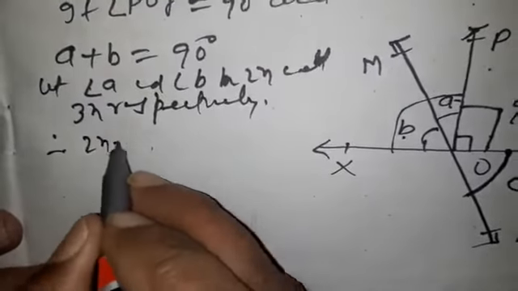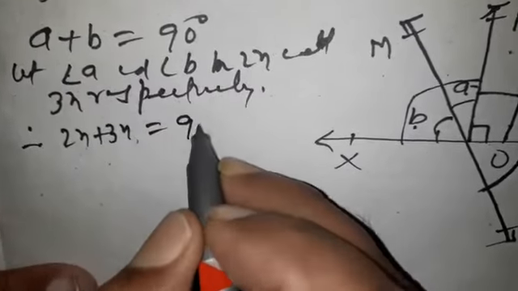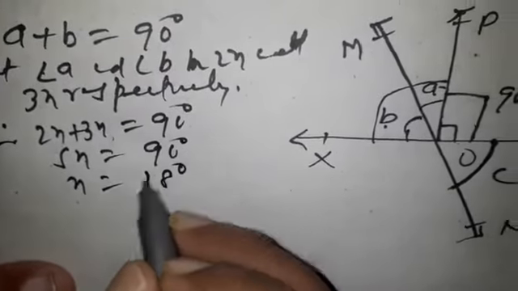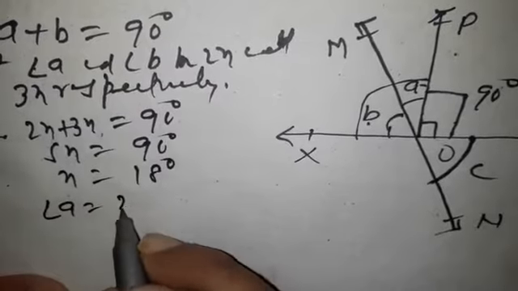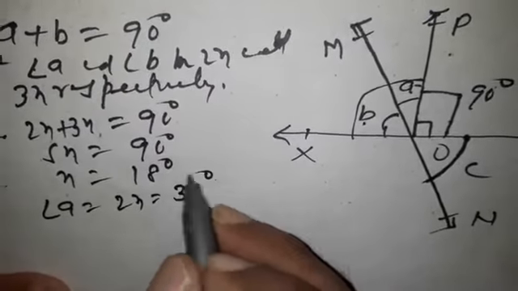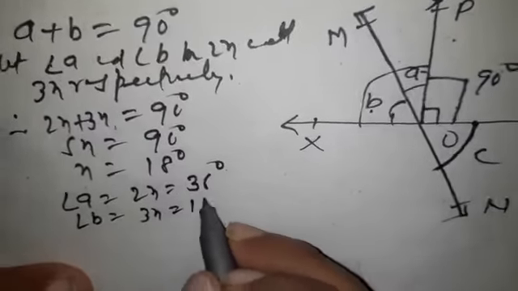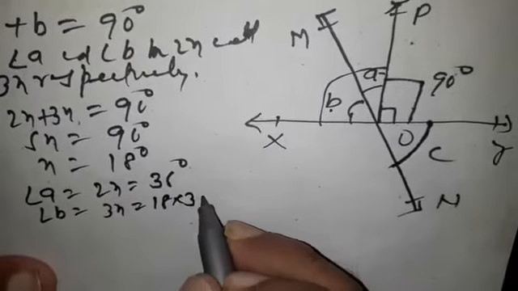Therefore 2x plus 3x is equal to 90 degrees, 5x is equal to 90 degrees, x is equal to 18 degrees. So angle A is equal to 2x, means 36 degrees. Angle B is equal to 3x, means 18 times 3, 54 degrees.